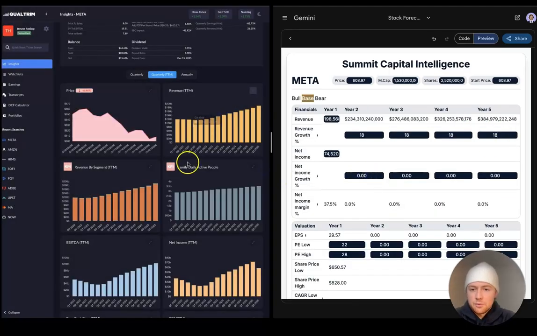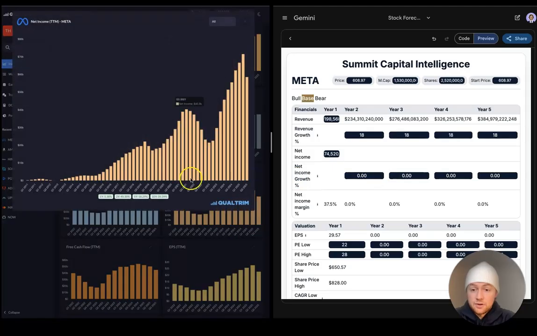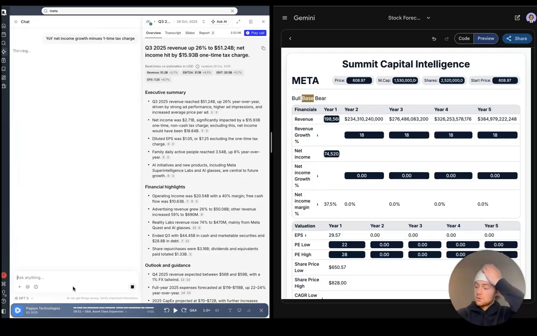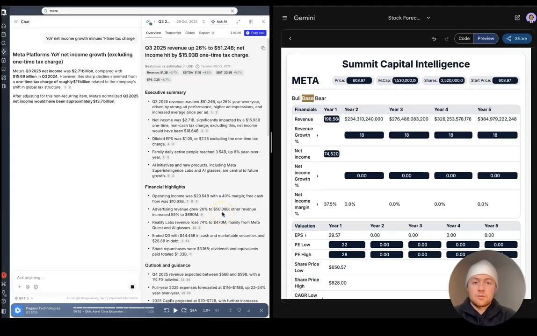Net income growth. Let's see. 1 year is 5%, which is pretty skewed. What would we be really? 55. I don't know the exact number. Let me see here. Year over year net income growth minus one-time tax charge. I know this video is kind of getting a little long. Probably already been like 30 minutes. But this is the research it takes, guys.